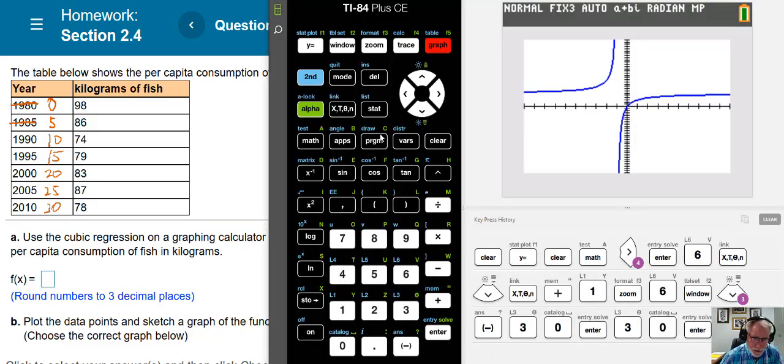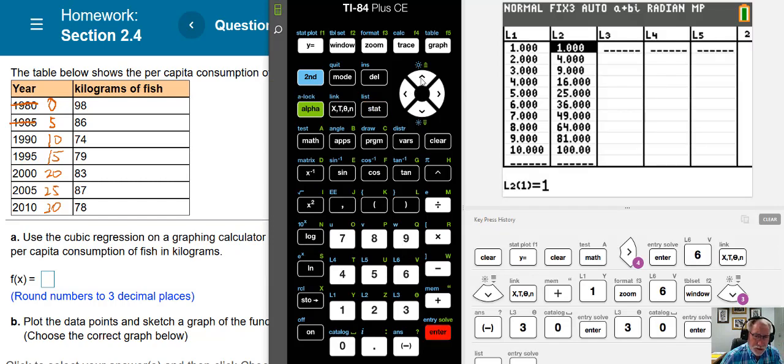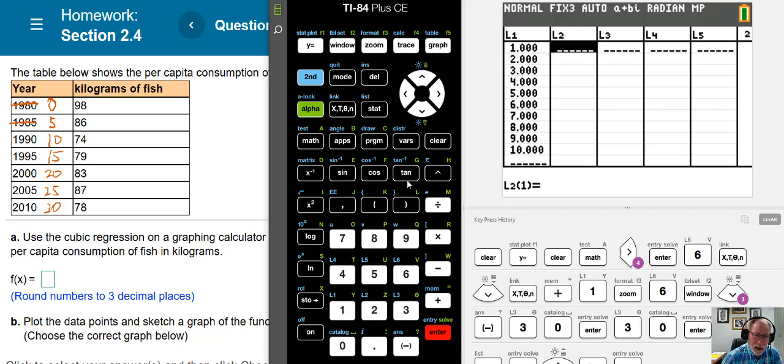We start with the Stat button. It's the one in red. Then Edit. We're going to go up. On my calculator, you see L2 is highlighted. I'm going to push Clear and Enter. Now that wipes out the second list. I'm going to do the same thing for list 1. And now I'm prepared to type my numbers.